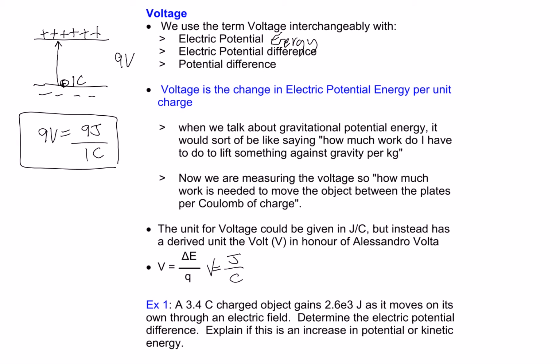So let's do a quick, easy example. It says we have a 3.4 coulomb charge, and it gains 2.63 joules as it moves through an electric field. In this case, we don't even really care whether it's positive or negative. We have a 3.4 coulomb charge moving through an electric field. It doesn't even necessarily have to go from top to bottom. It could be going from the middle to anywhere.